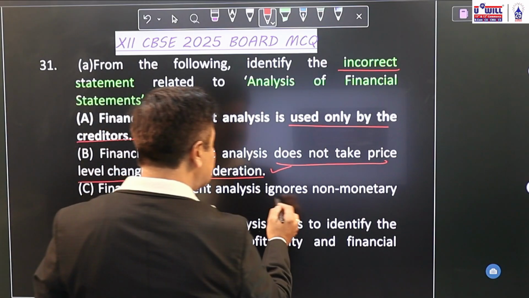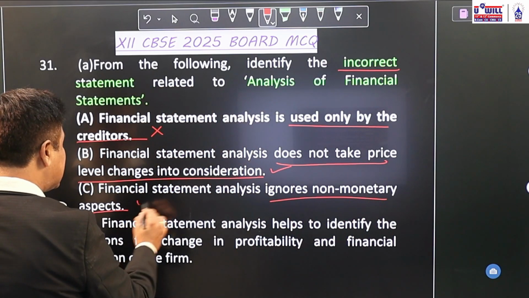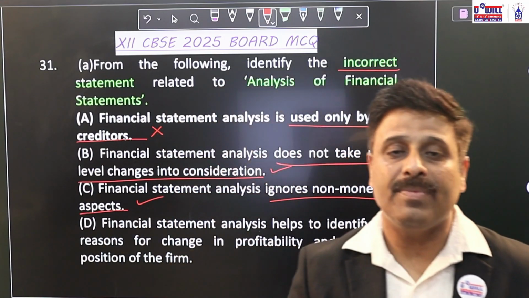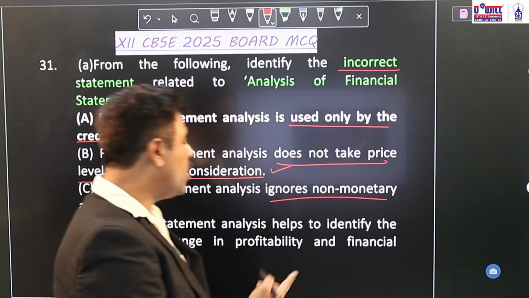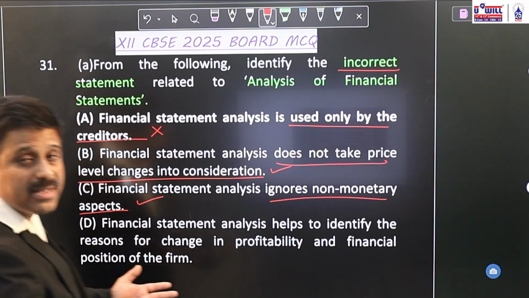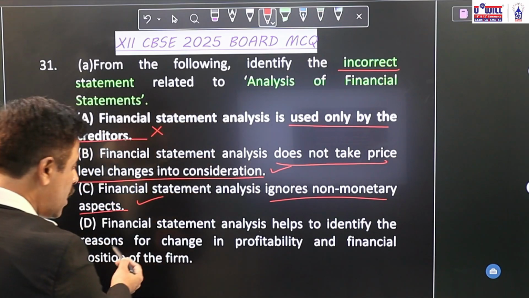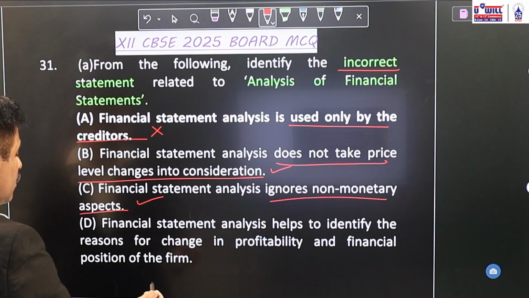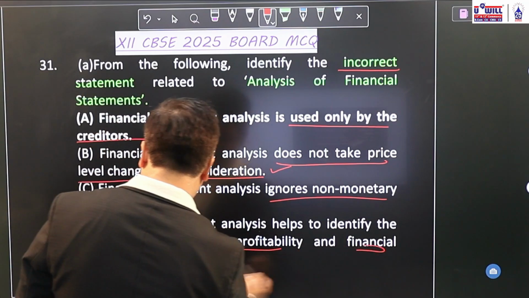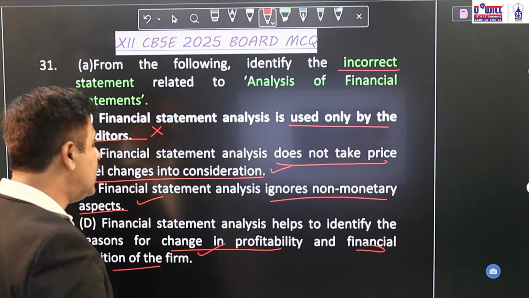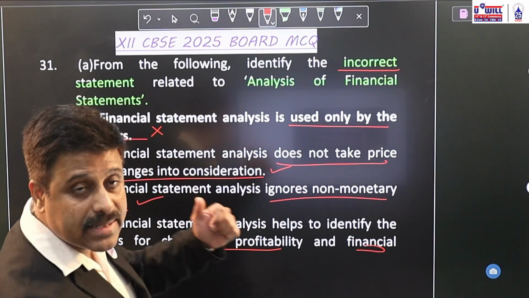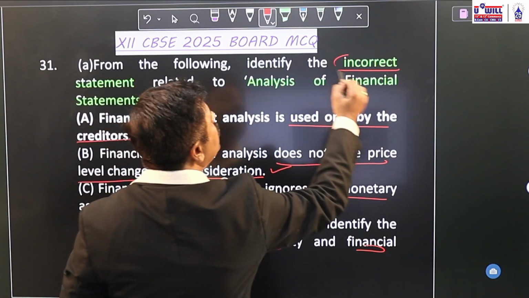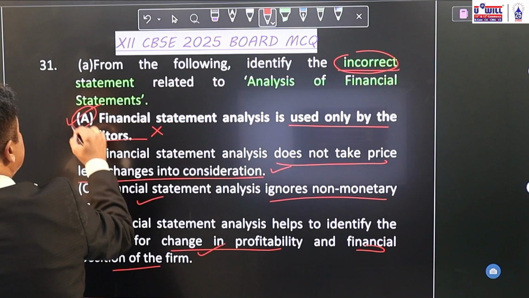Financial statement analysis ignores non-monetary aspects. Yes, like the death of a chairman, an efficient employee, workers. These are non-monetary aspects which are important but not taken into consideration in financial statements. Financial statement analysis helps to identify the reasons for change in profitability and financial position. Yes, the P&L statement shows why profitability is changing and the balance sheet shows why financial position is changing. These 3 are correct. Which one is incorrect? Only option A is incorrect.